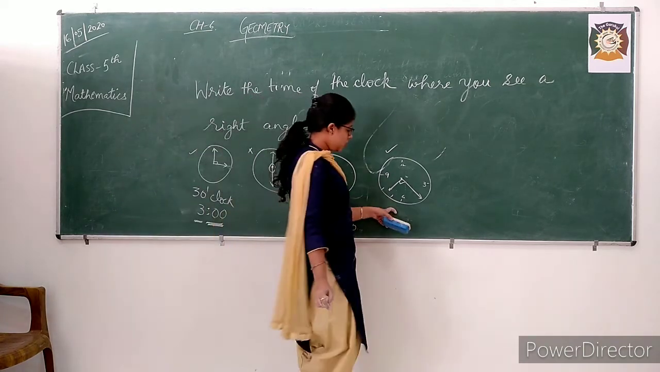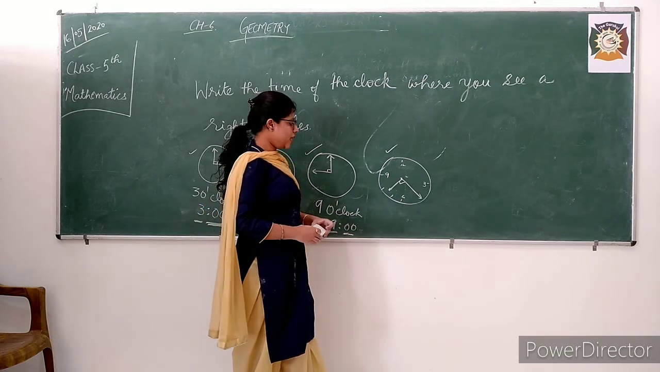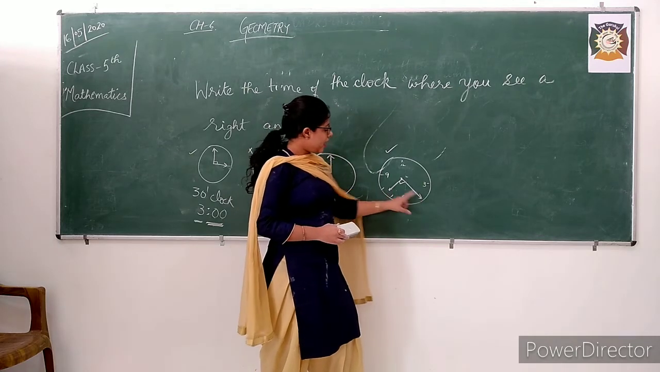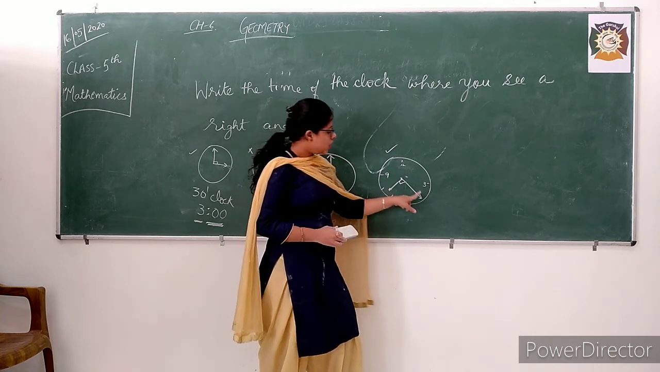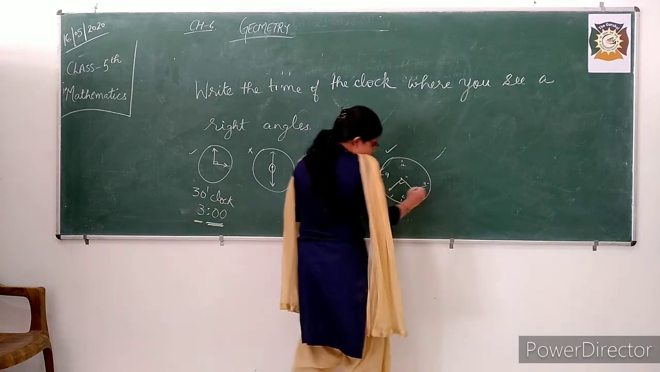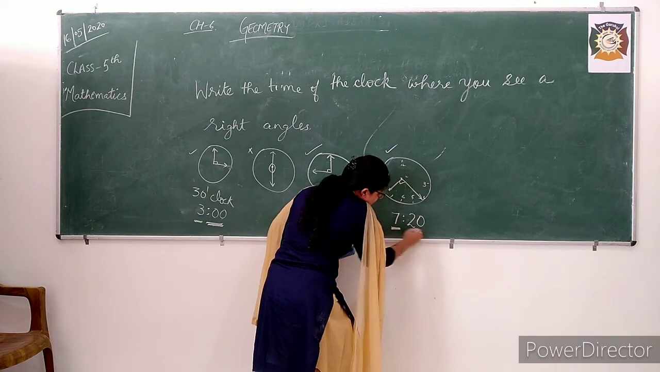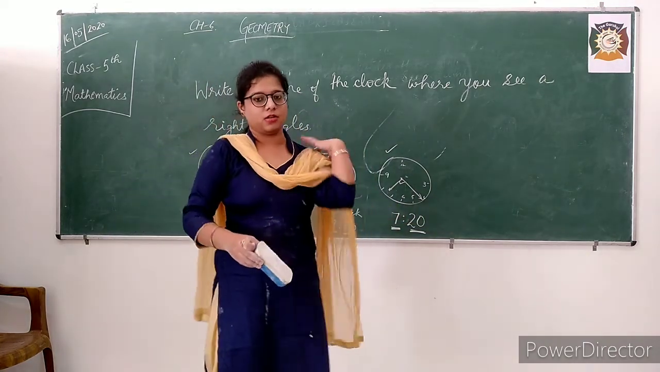In this, can you tell me its time? I'm sure you can tell. See, the minute hand is here and the hour hand is here. It is after 7. This is 4, this is 5. So the time that it is making is 7:20. That is 7 hours and 20 minutes. Or you can say 20 past 7.